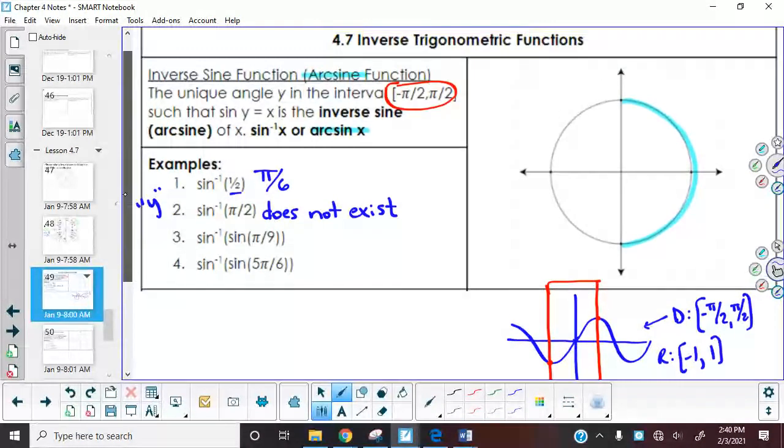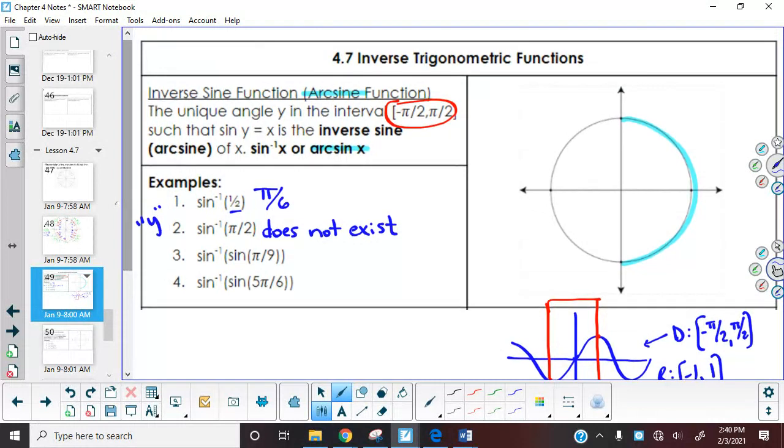So if we look at our arcsine or inverse sine, our domain of this one is going to be the original range, which is negative 1 to positive 1. And our range is going to be our original domain, which is negative pi over 2 to positive pi over 2. Okay, so if you look at this, this is not in the domain of negative 1 to positive 1.